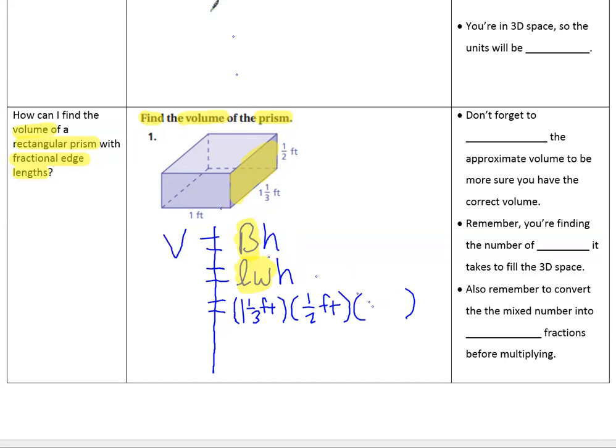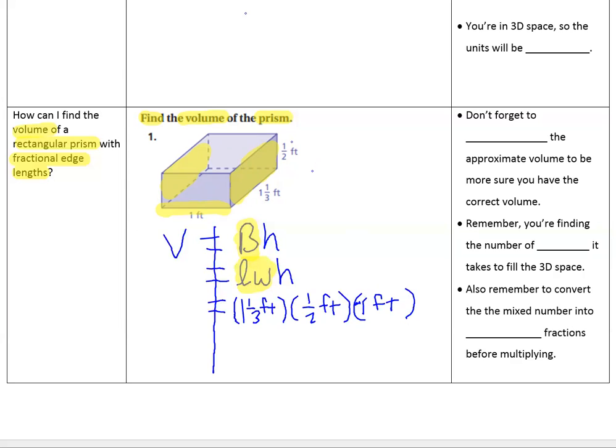And the parallel distance between the bases. Well, the left and the right rectangles are the bases. So what's the perpendicular distance between them? It's the 1. So that's going to be 1 foot. Now I can hear you: do I have to put the units when I substitute in? No, you don't have to. I'm doing it just to show you why it's feet cubed.